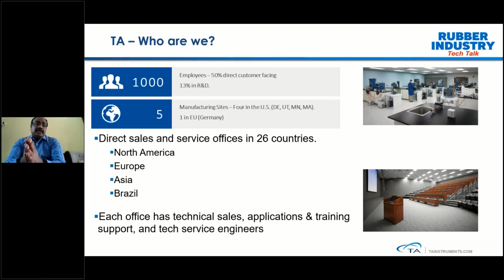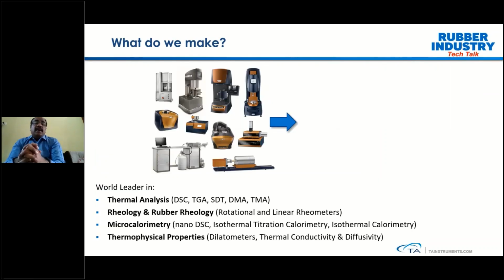So what do we make? As you know, at TA Instruments, we have 4 product verticals. One of our major strengths is thermal analysis, where we have products like DSC, TGA, SDT, DMA, TMA. Coming to rheology and rubber rheology, we have a range of equipment used for understanding the rheological properties of polymers, pharmaceuticals, personal care products, as well as rubber. And the third group is mainly microcalorimetry, where we have a range of products like nano DSC, isothermal titration calorimeter, and thermal activity monitors.